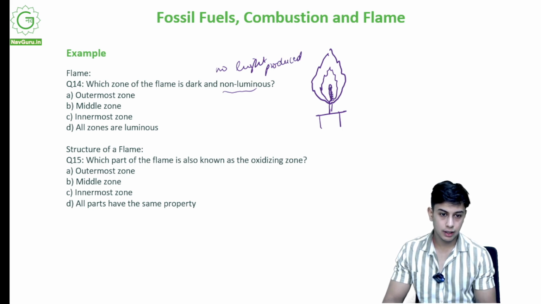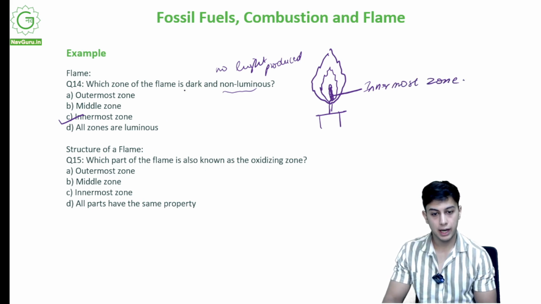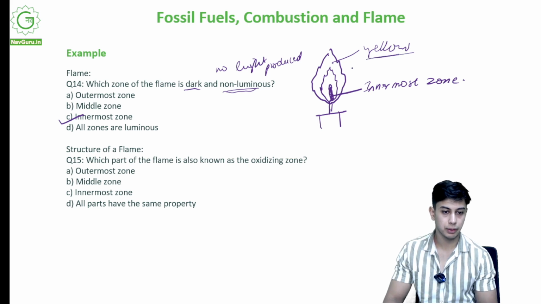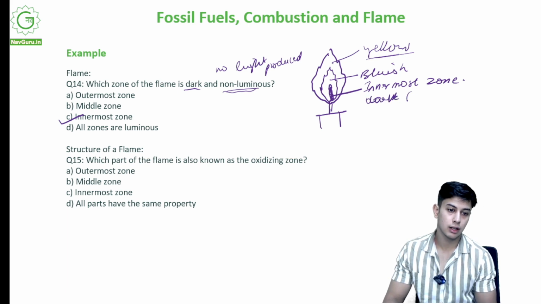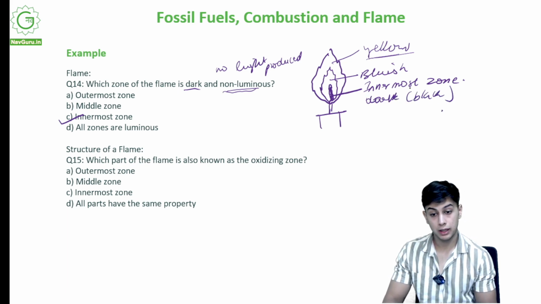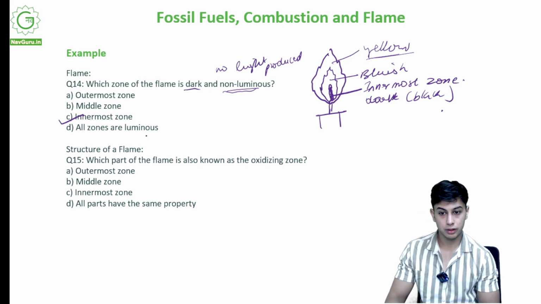This dark and non-luminous part, this is the innermost zone of the flame. It is dark and non-luminous. Outside is yellow or red or anything, depends on the flame, and this one is bluish. Inner is dark, black.